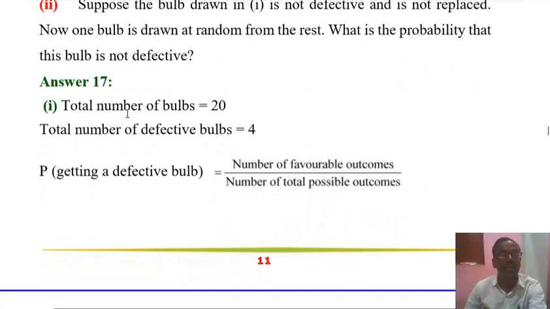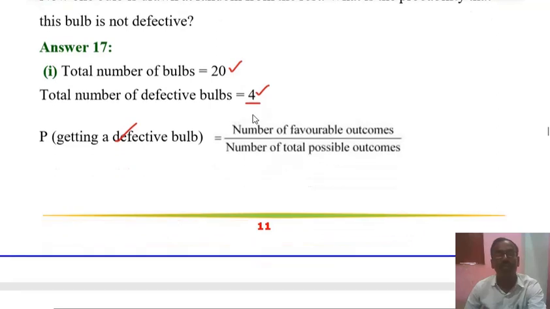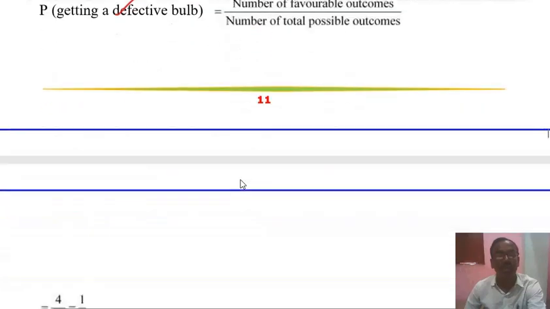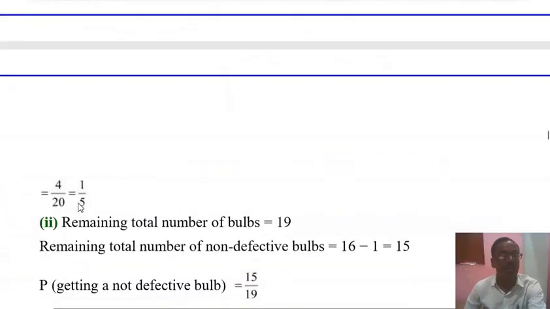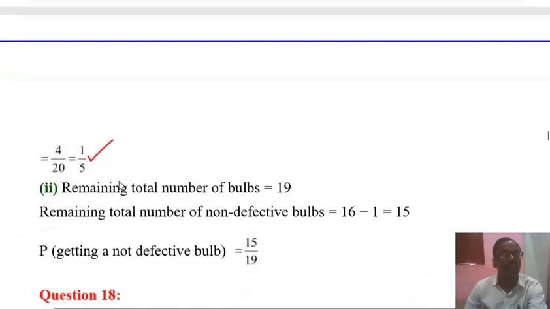From the question it is clear that the total number of bulbs is 20. The total number of defective bulbs is 4. So the probability of getting a defective bulb is the number of favorable outcomes, which is 4, by the number of total possible outcomes, which is 20. So it will be 4 by 20. After cancelling the common factor we get 1 by 5. So this is the answer of the first part of question number 17.